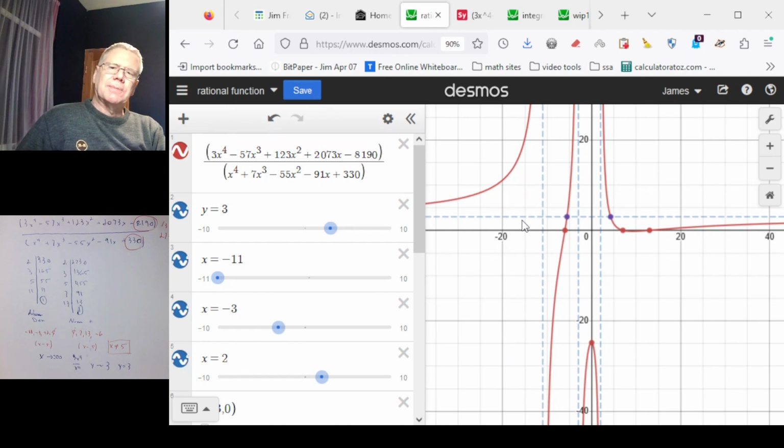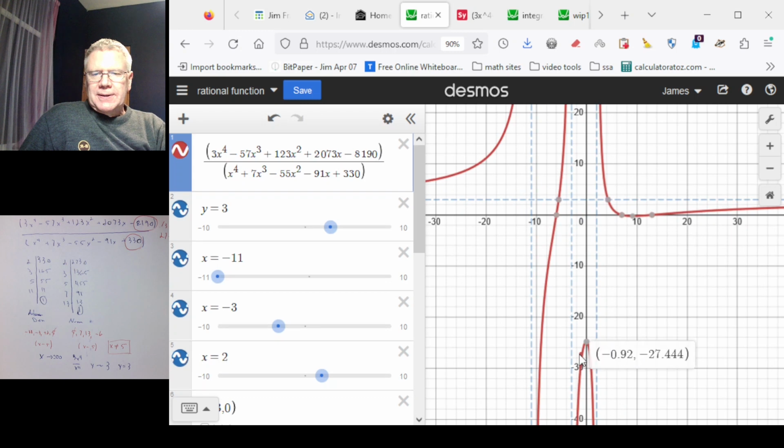You may or may not cross your horizontal asymptote. Some functions will approach that without ever crossing it. Others will cross it. Unlike a vertical asymptote, which is never crossed because it's not in the domain, there's no value there, the horizontal asymptote can be crossed, and so could an oblique one if you had that.